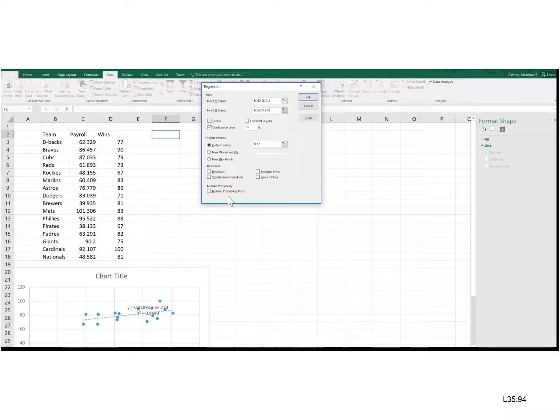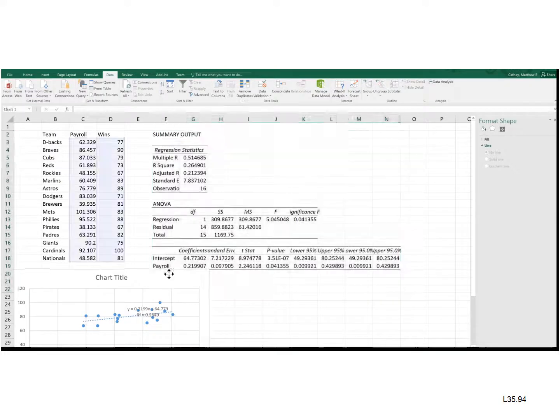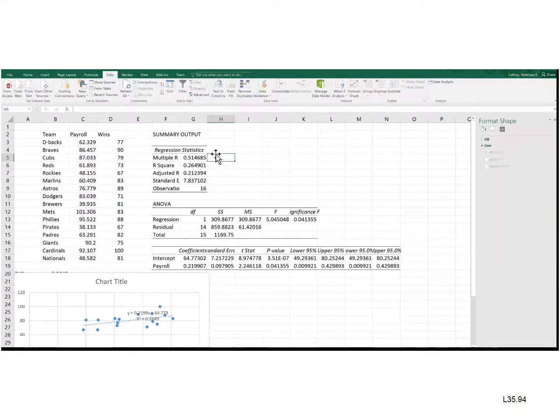If you want to play around with some of these other options, you're welcome to. Just check those boxes and click OK. You can see what they do. But for now, we're not going to need them. I'm going to click OK, and it's going to spit out a bunch of stuff here. So let me walk you through what we found.